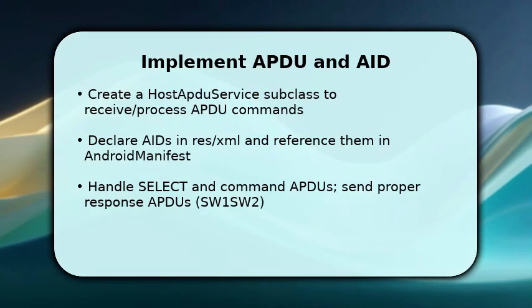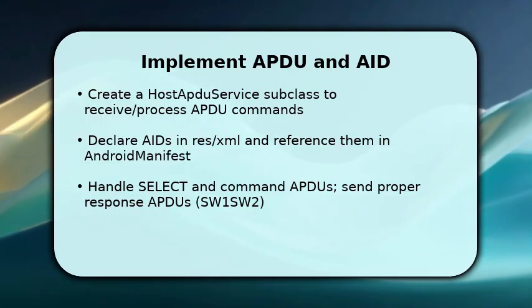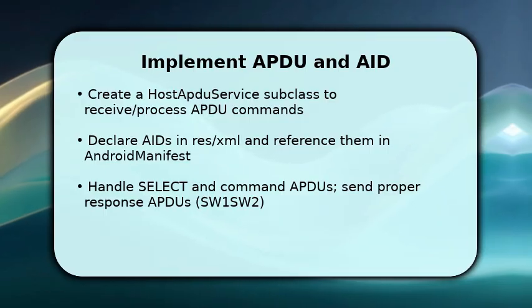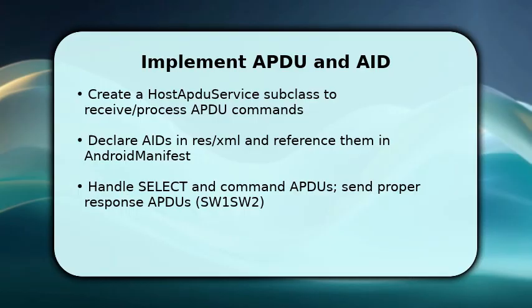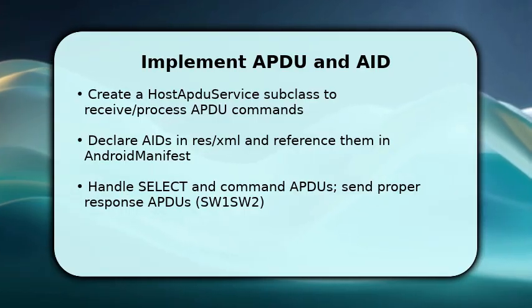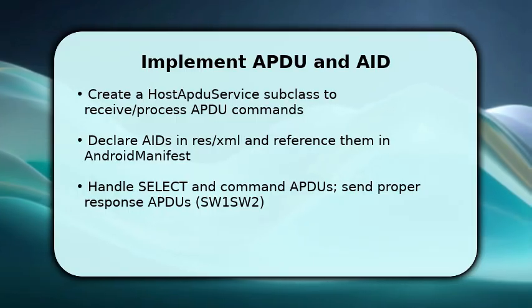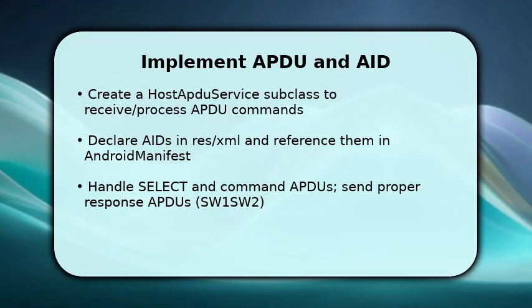Now implement the core. Subclass HostApduService and override processCommandApdu and onDeactivated. You register one or more AIDs in res/xml and reference that resource in the manifest so Android routes select AID to your service. In processCommandApdu, detect select by AID, then respond with application data and status words.